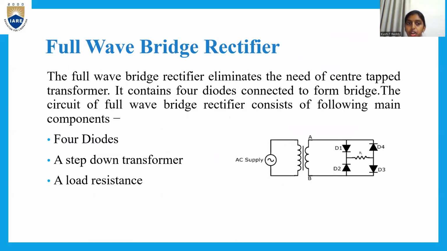So the second one is the full wave bridge rectifier. The full wave bridge rectifier eliminates the need of a center tap transformer. It contains 4 diodes connected to form a bridge. The circuit of the full wave bridge rectifier consists of the following main components, that is 4 diodes, a step down transformer, and a load resistance.